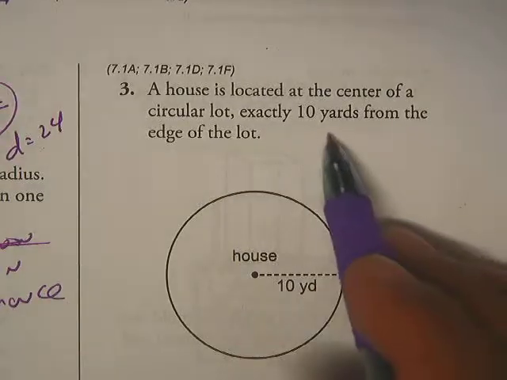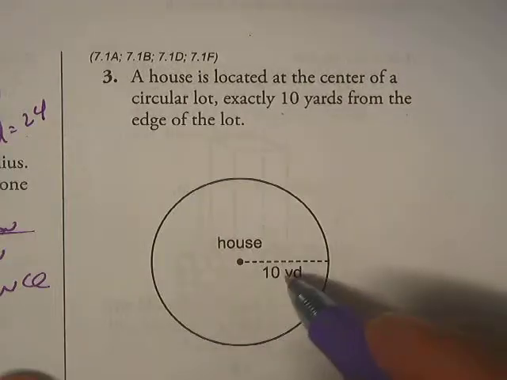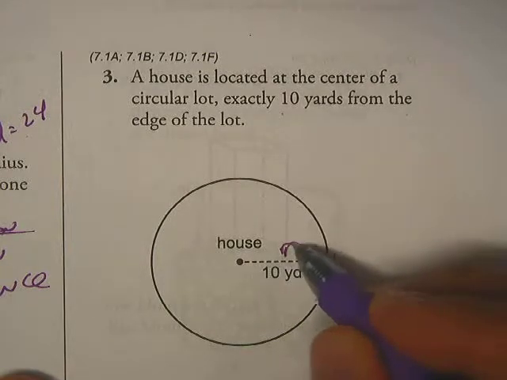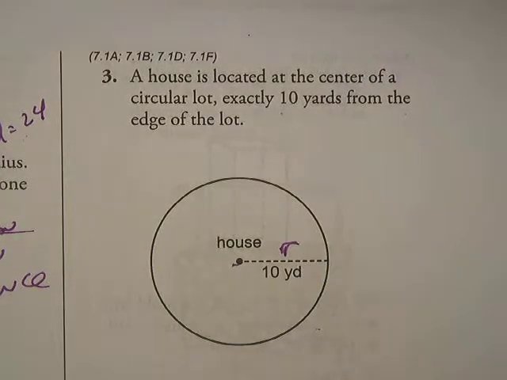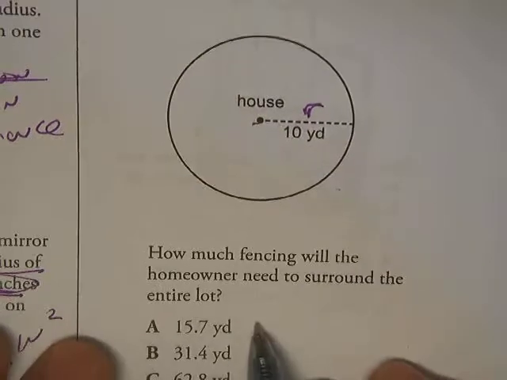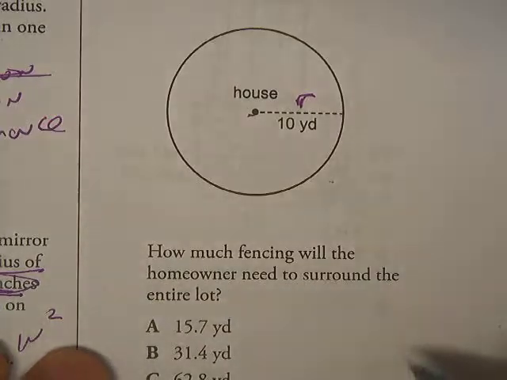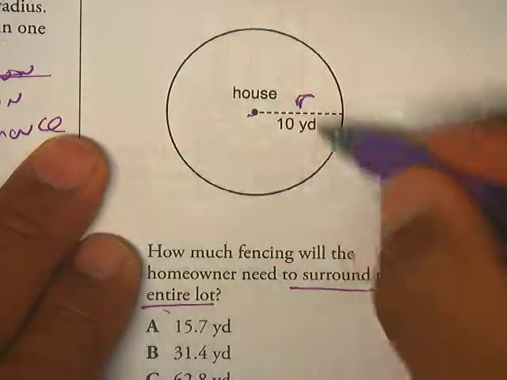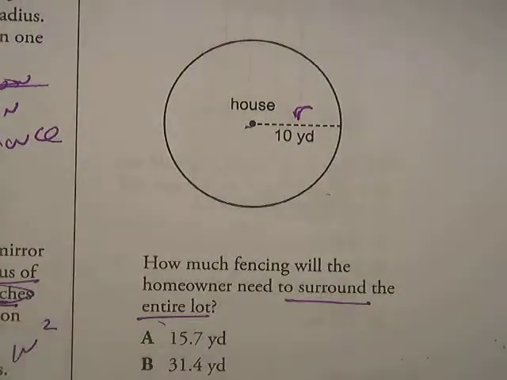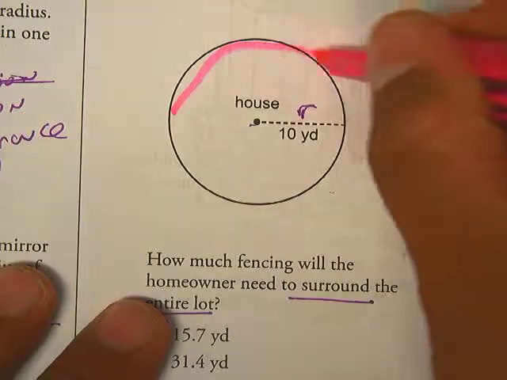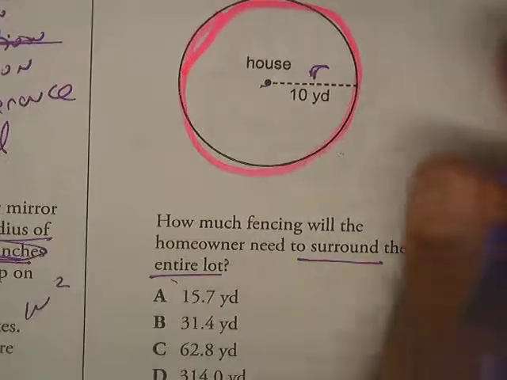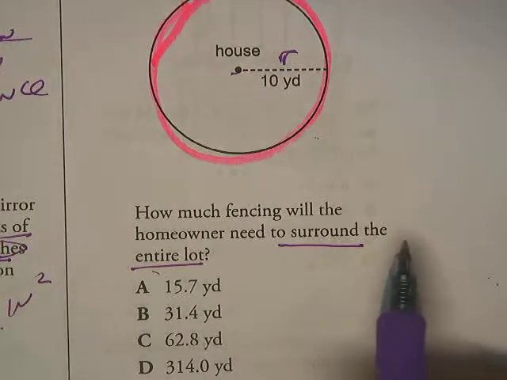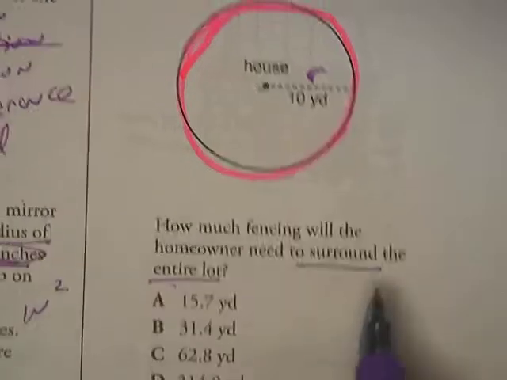Next one, a house is located at the center of a circular lot, exactly 10 yards from the edge of the lot. Well, this is the radius because it's from the center to the outside. How much fencing will the homeowner need to surround the entire lot? This word surround, okay, so you want to put fencing around this thing. I want fence around this area. You don't put fence inside, you put the fence around at the edge.